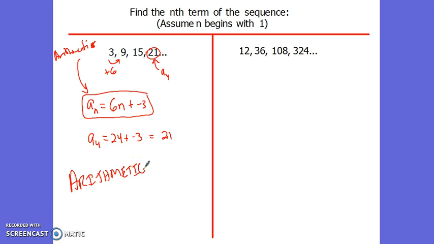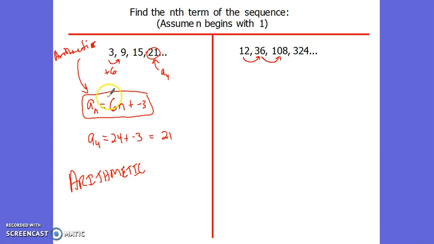Now, notice that the sequence on the right does not have a common difference. 36 minus 12 is 24, but 108 minus 36 is definitely much more than 24. So that wouldn't work out too well for us. However, if we look carefully, 12 times 3 would get us 36, and 36 times 3 would be 108.